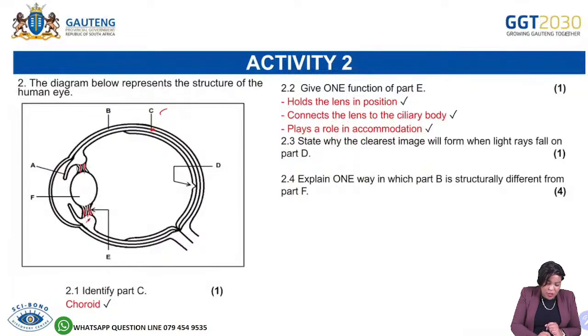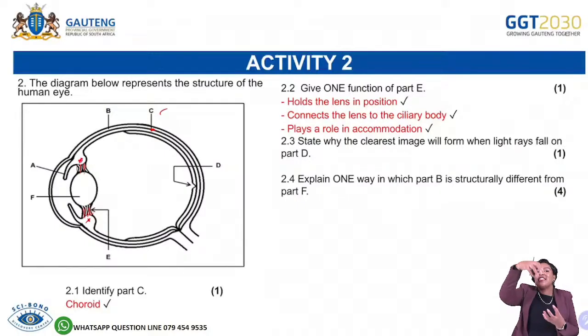You are going to find your ciliary body somewhere here. So you see, they connect the lens to the ciliary body. Remember, they all play a role in accommodation, and it plays a role in accommodation because then it can change the convexity of the lens by doing what? By contracting and relaxing. So it plays a role in accommodation in that way. So that is the function of part E.